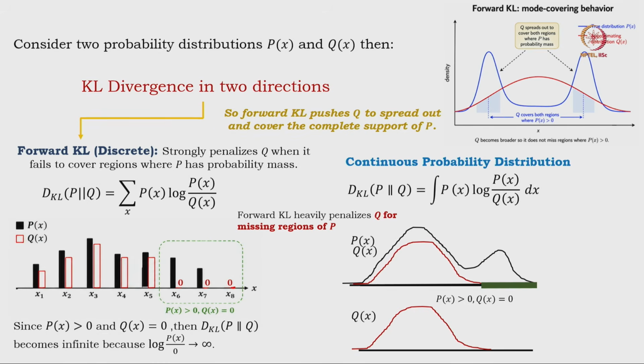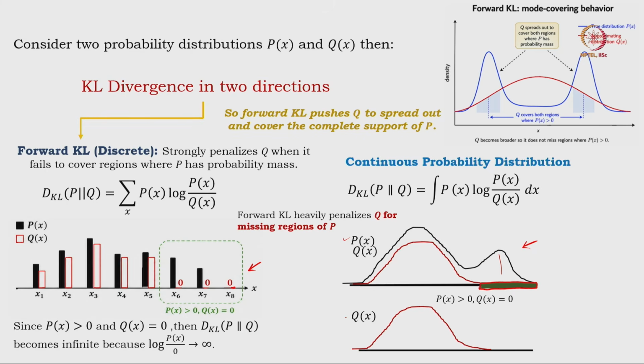So look at this diagram. This is for discrete and this is for continuous. In continuous, P of x and Q of x are two probability distributions. Now when you overlap it, in this portion Q is not at all having any value, whereas P has a value but Q is not having a value. This is what forward KL is measuring.